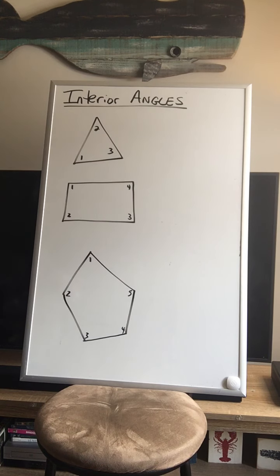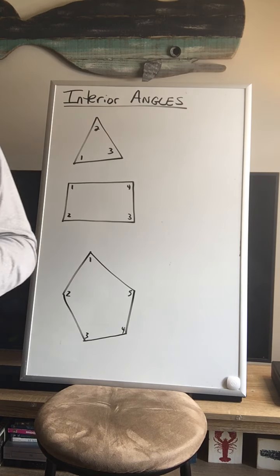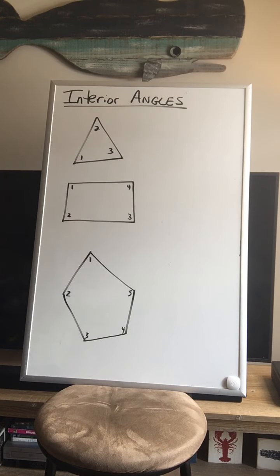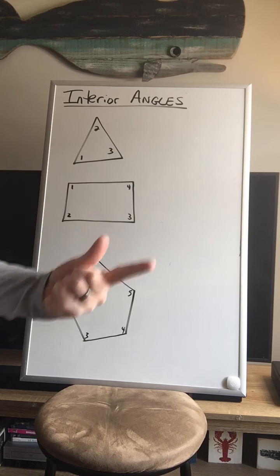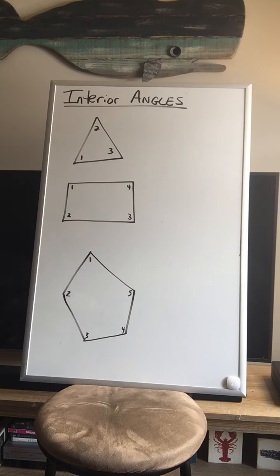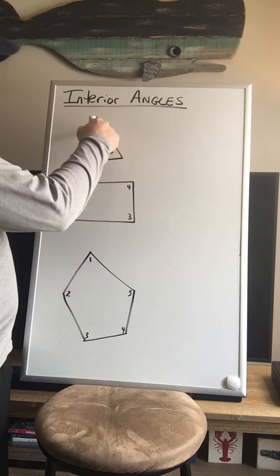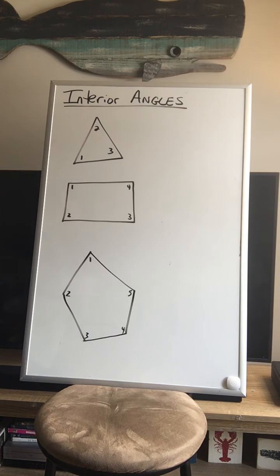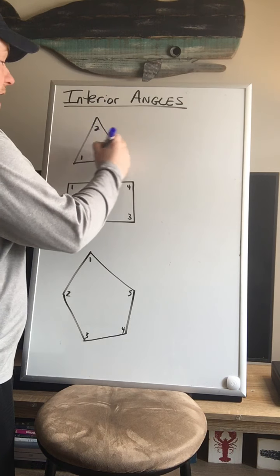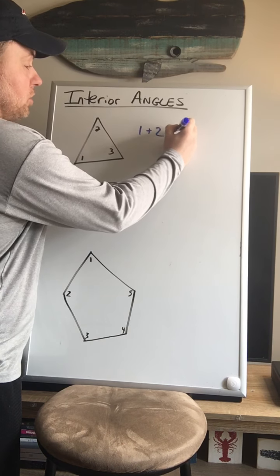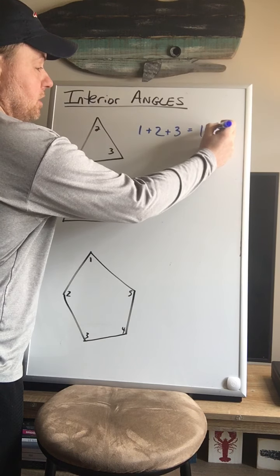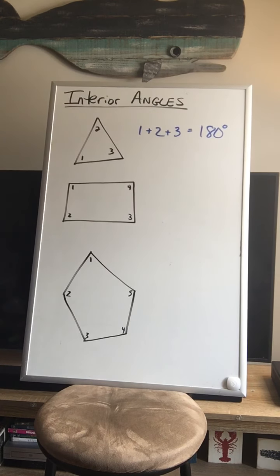Today, what we're going to talk about is the interior angles, the angles on the inside of a polygon, and how many degrees there are in a polygon. Okay? So, for example, with a triangle, we already know from what we've talked about that there are 180 degrees inside a triangle. So we know that the three angles add up to 180 degrees. So 1 plus 2 plus 3 adds up to 180 degrees. We already know that.